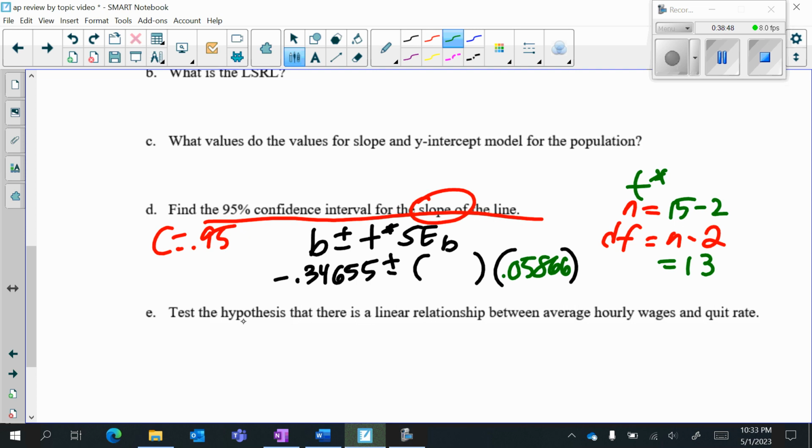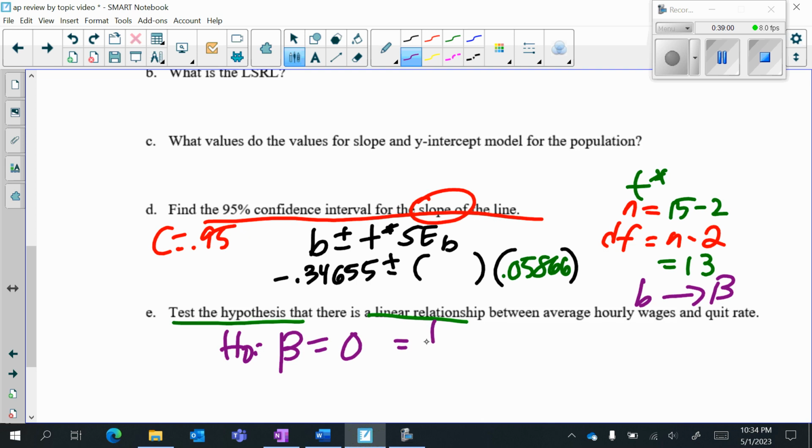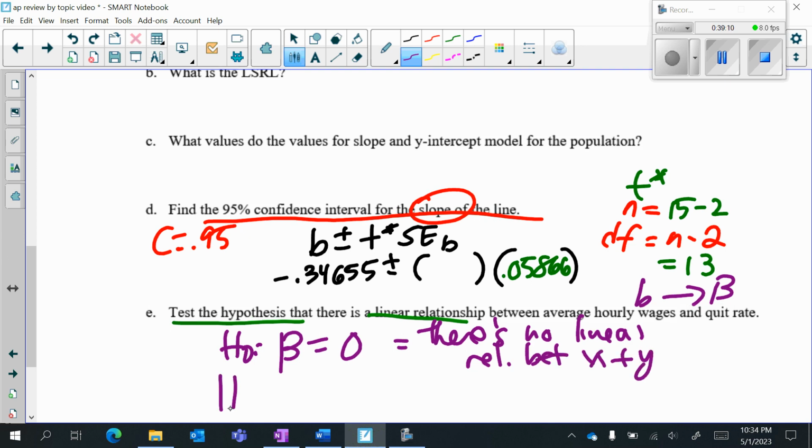You could actually put it in the calculator, or you can just copy it down and add and subtract by hand. If they ask you to test the hypothesis that there is a linear relationship or not, then you would put H0: beta, because the b estimates the beta, which is the parameter, equals 0. That means there's no linear relationship between X and Y. And then the alternative would be whatever you want to prove. So if you think that there's a positive relationship, you would put beta is greater than 0. If you think there's a negative relationship, you would put less than 0. And if it just says there is a relationship, you just put not equal to 0.